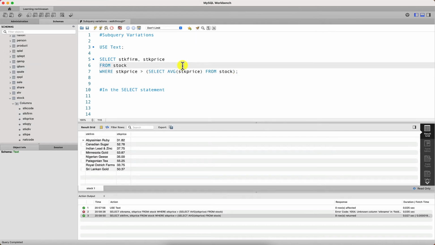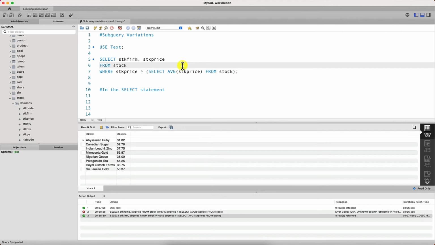In this query, we are selecting stock firm and stock price from the stock table where the stock price of the stock is greater than the average stock price of all stocks. Over here, we see a subquery, select average stock price from stock, being used in the where clause.